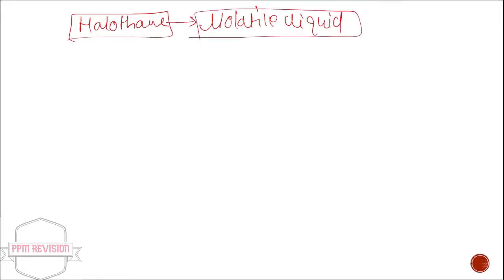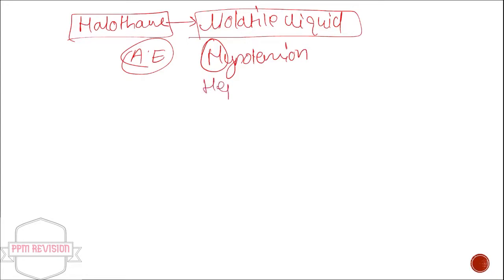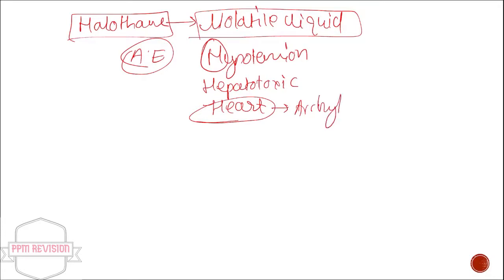Some of its adverse effects are important, and note that most of them start with the letter H. It results in hypotension, can be hepatotoxic, and in the heart it can result in arrhythmias. It can also result in respiratory depression.